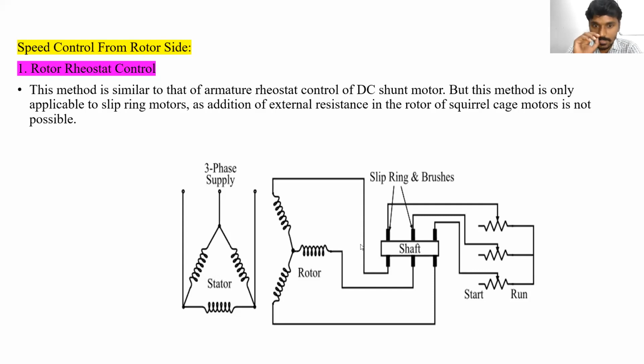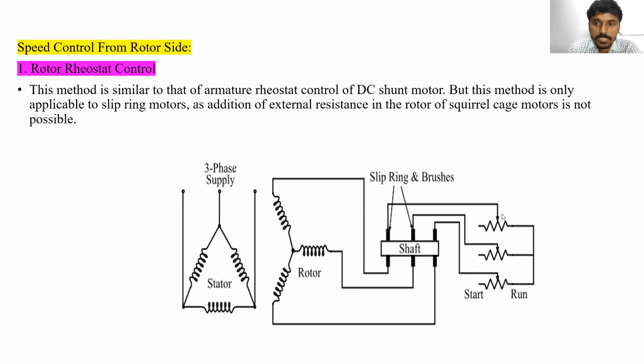Generally, for speed control of the induction motor, we have stator control methods and rotor control methods. While coming to the rotor rheostat control method, we use a rheostat, and this rheostat is connected in series with each phase of the rotor circuit through the slip rings.